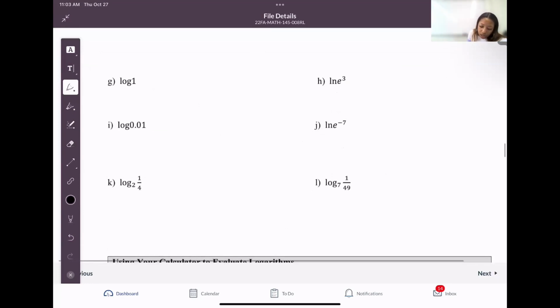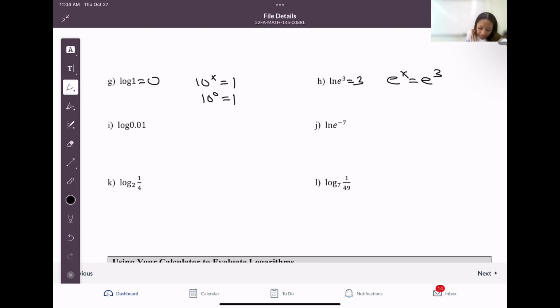All right, log of 1. This is 10 to what power equals 1? That has to be the 0 power, so log of 1 is 0. Ln of e to the third. This is e to what power equals e to the third? Well, that's just going to be 3, because if our bases are both e, then the exponents have to be both 3.